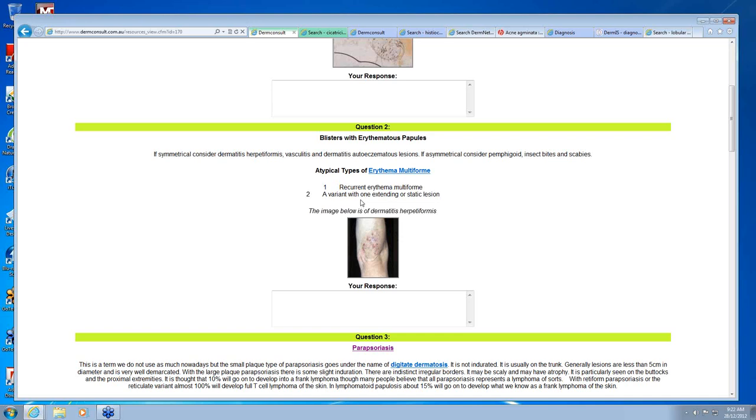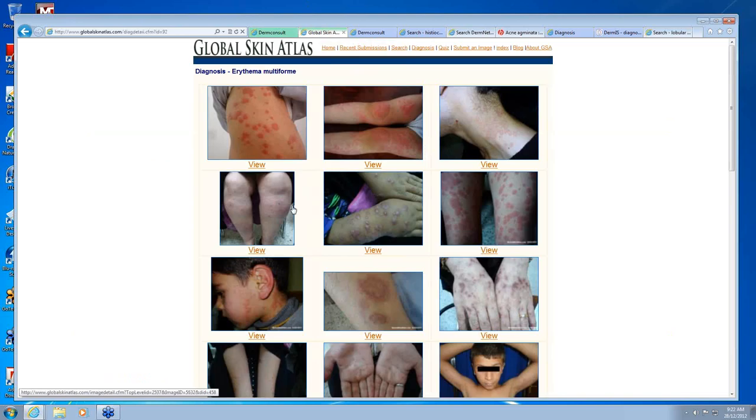And then a variant with one extending or static lesion, a solitary lesion of erythema multiforme. Well, I tend to think it would be a fixed drug reaction if that was the case. Let's have a look at the link, see what the images are that we've got up for that one. Where are we? Here we go here.